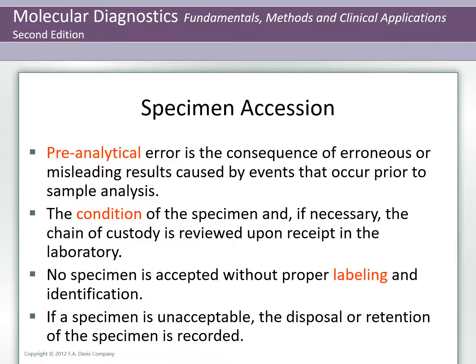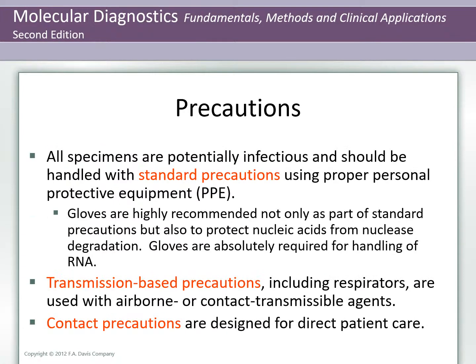These factors are considered pre-analytical and can cause pre-analytical error when processing the samples. Pre-analytical error is the consequence of erroneous or misleading results caused by events that occur prior to sample analysis. Precautions need to be taken when handling all clinical laboratory specimens, as they are potentially infectious and should be handled with standard precautions using proper personal protective equipment.